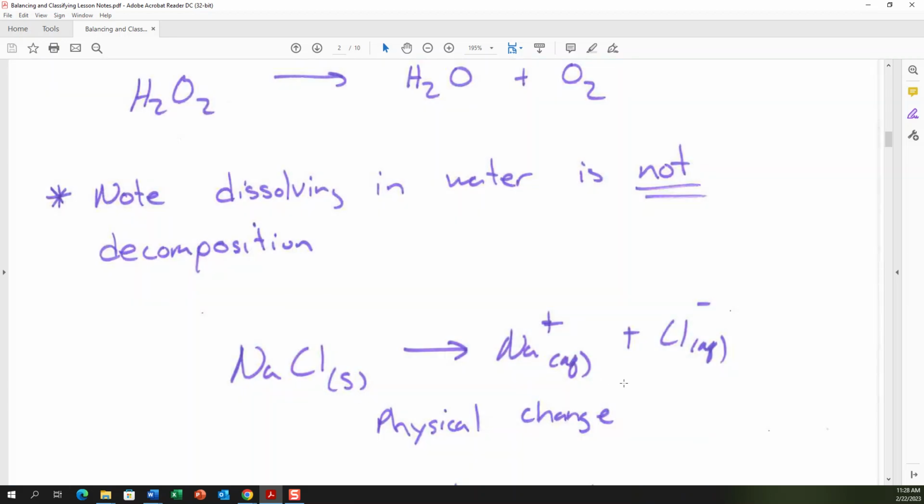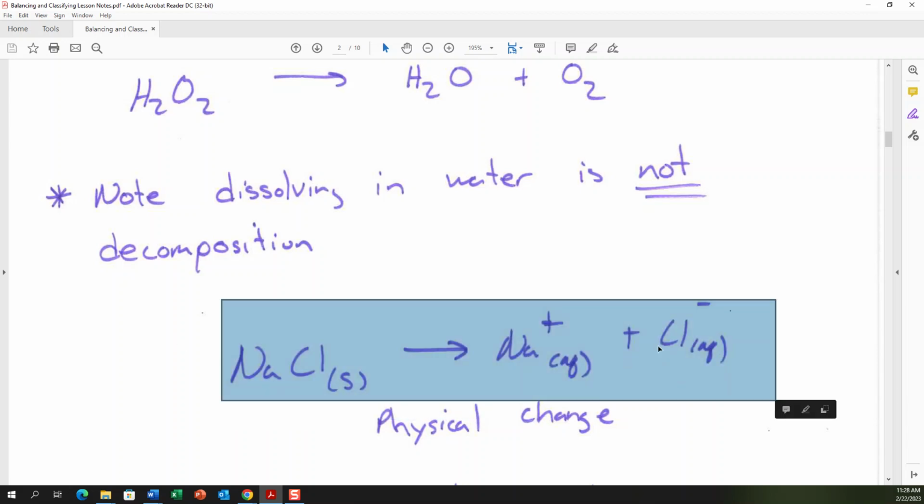But understand, dissolving is a physical change, not a chemical change. So if you solve this, this would not be called a decomposition reaction. This is just a salt dissolving in water. Sometimes it's called a solution reaction or a dissolution reaction or a dissociation, but it's not decomposition, right? For this to be decomposition, you would have to have the elements of the compound over here.